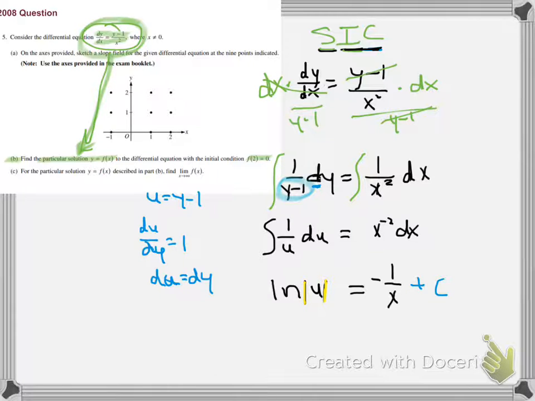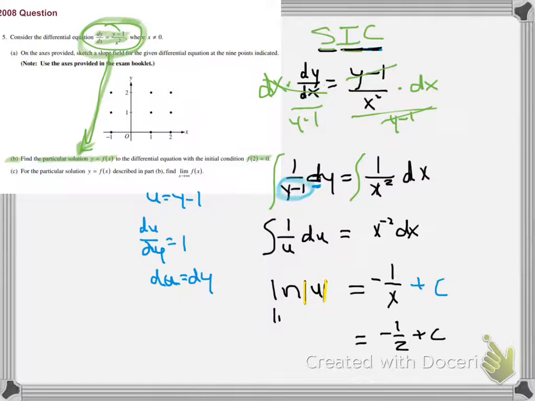And that's why they always give us that point, right? That they call it the initial condition. So what does that tell me? Well, it tells me that if x was 2, then y would be 0.